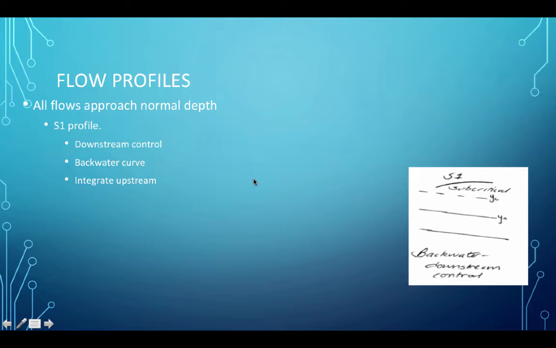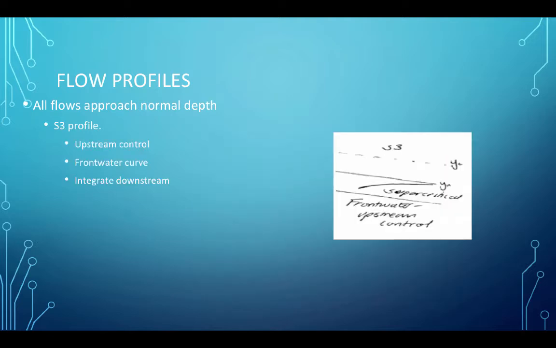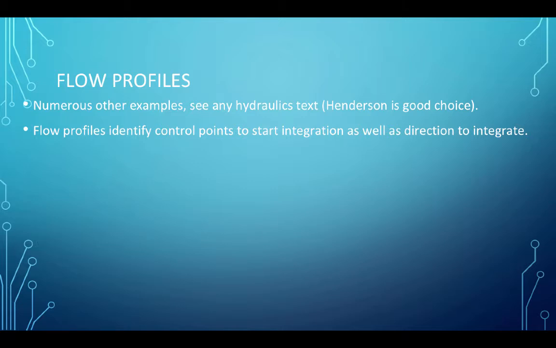We can have the same thing for steep profiles. It's just the shape's a little different. So there's a steep 1, integrate upstream, a steep 2, that would also be integrating upstream, and then a steep 3, we're going to integrate downstream. Okay, there's numerous other examples. Any hydraulics text will have these, and any in the readings will have these flow profiles. They're used to identify control points to start the integration as well as which direction to integrate.